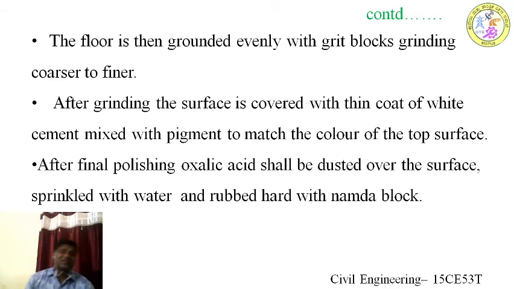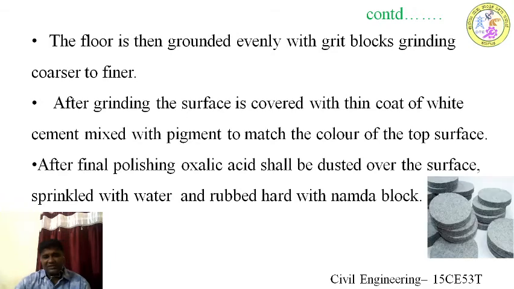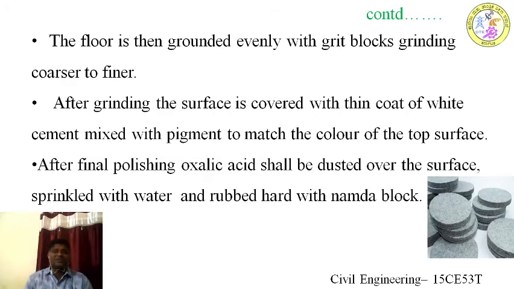After polishing, next for shining of the surface, I am going to sprinkle oxalic acid evenly with water. Then I am going to rub the surface very hard using these blocks called Namda blocks for getting a smoother finish. The measurement of this mosaic tile will be taken in square meters. So this completes how to create a specification for mosaic tile flooring.